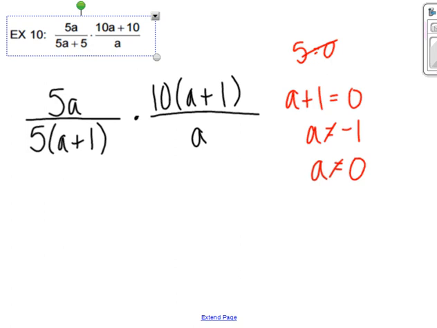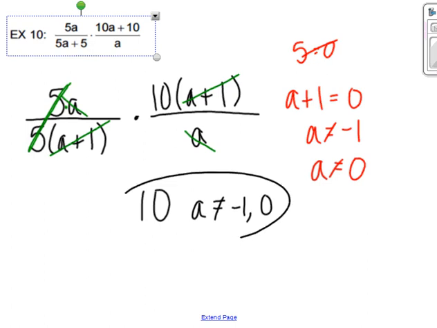Don't forget that within the one fraction, there is multiplication between these. 5 divided by 5 is 1. We've got an a. A divided by a is 1, and a plus 1 divided by a plus 1 is 1. So I pretty much divide out everything except on the numerator, I am left with a 10. And on the denominator, I'm left with a 1. So it's just 10, where a cannot equal -1 and 0. That's our answer for that one.